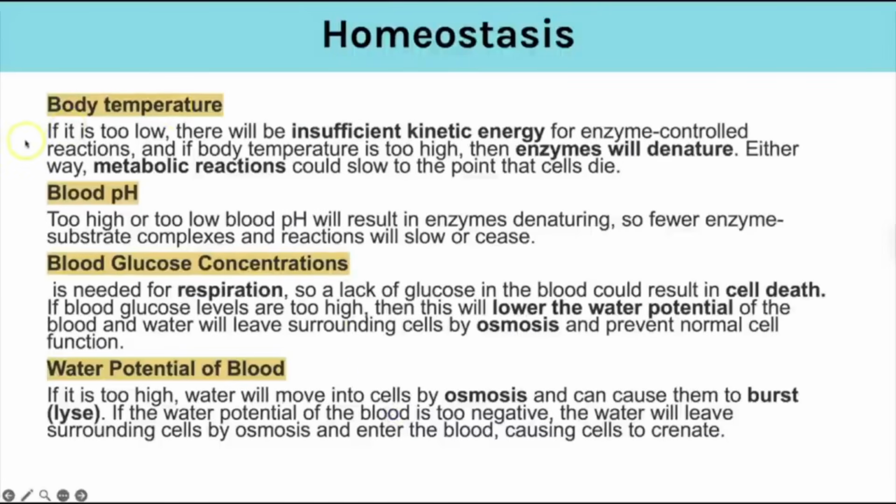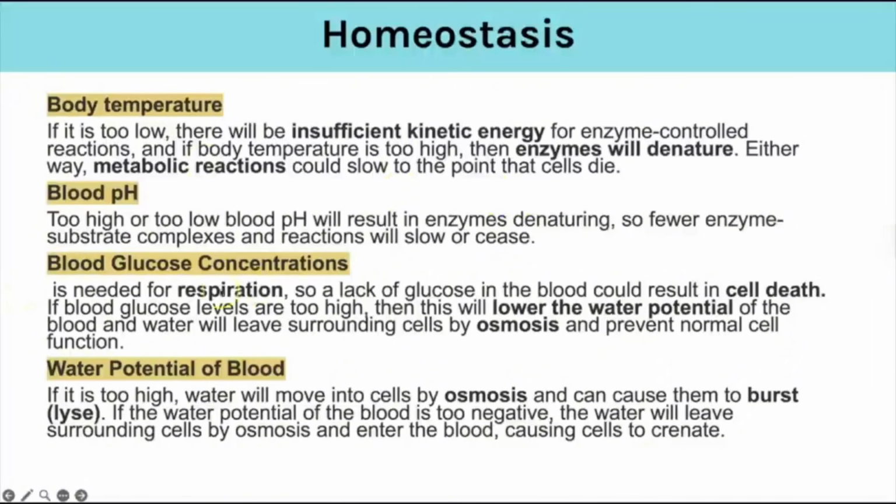So for body temperature, if it's too low, there'd be insufficient kinetic energy for enzyme controlled reactions. If it was too high, enzymes would denature. Either way, metabolic reactions would stop or slow and cells would die. If you have too high or too low a blood pH, it will result in enzymes denaturing, fewer enzyme substrate complexes, and again, that is going to affect metabolism.